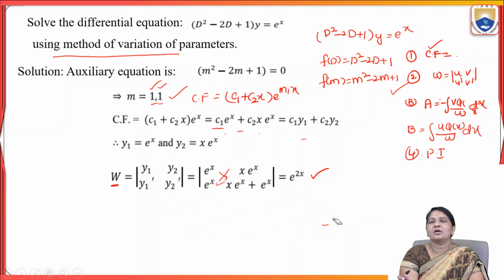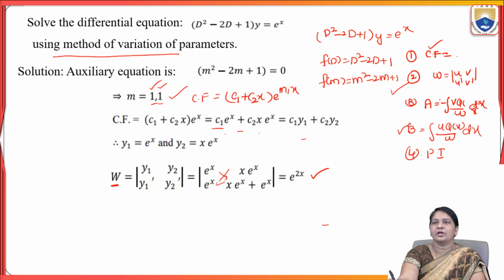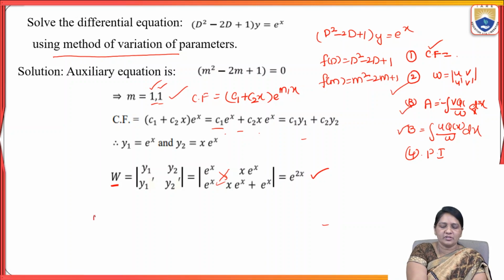So after getting the Wronskian value, what do we have to find? We have to calculate the A and B values. What is the formula for A? A equal to minus integral v into q of x by w into dx.